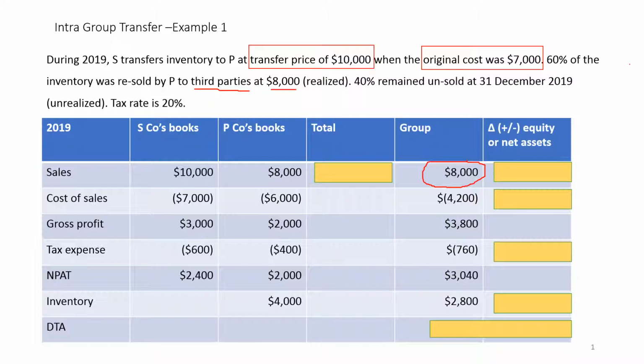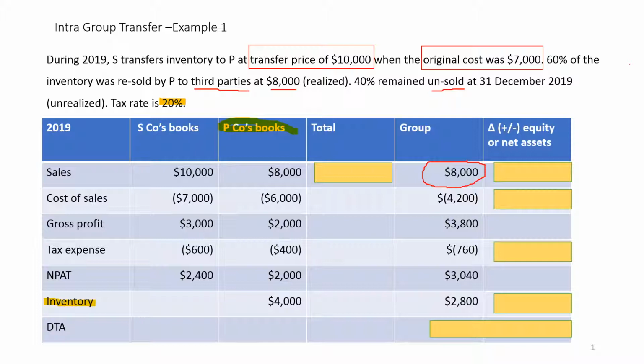And 40% remained unsold. So when you see the word remaining unsold, straight away you need to identify where it's going to be located. So in this case, it's inventory. Inventory is the balance sheet item and it would be located in inventory of PICO's books, because PICO is the company which owns the inventory. So this is as of year end, and then 20% is the tax rate, which we should note when we are calculating our deferred tax asset.